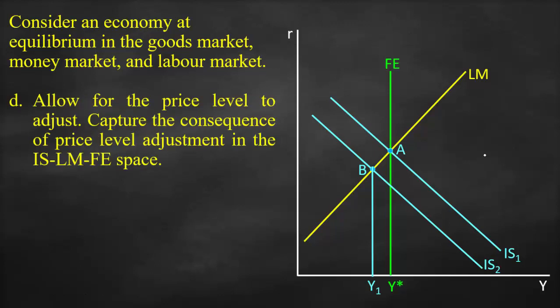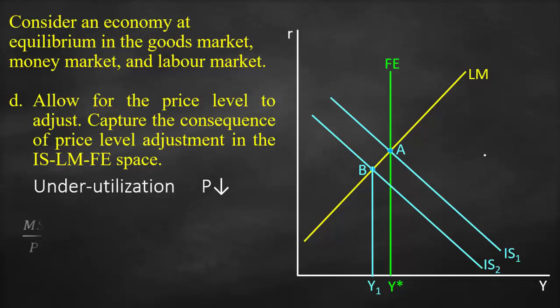The last part of the question is, allow for the price level to adjust. Capture the consequence of the price level adjustment in the IS, LM, FE space. So, we know that when we have underutilization, which means we have a recessionary gap, because IS shifted to the left because we have a lower aggregate demand, therefore we know that the price level drops. So if you draw aggregate demand and aggregate supply curves, you'll discover that when you shift aggregate demand to the left, it will result in a lower price.